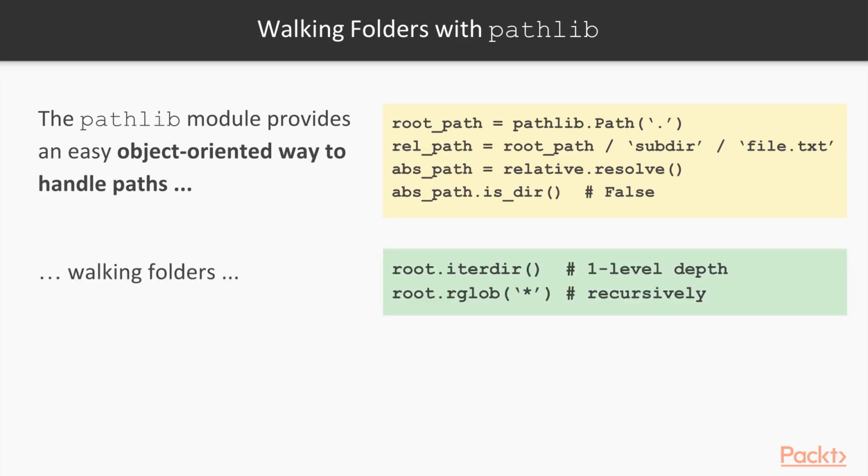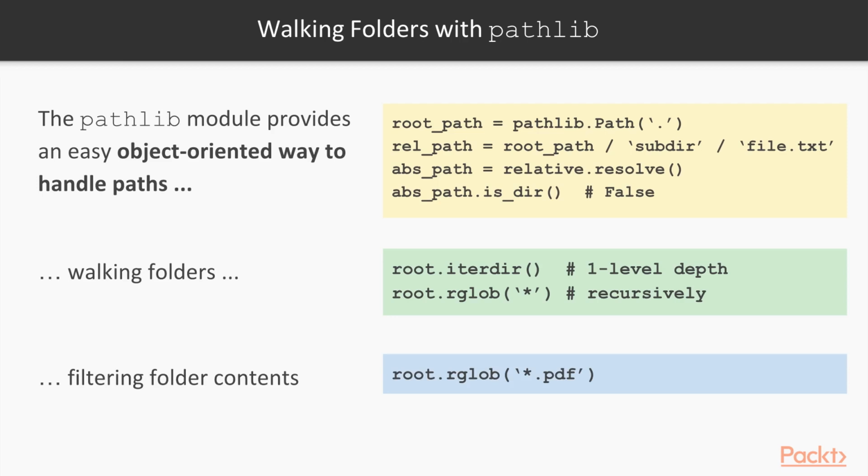What you can do is also walk folders very easily, both staying at one level depth and also getting to the top level of recursiveness using shell globs, which are basically a way of expressing file name patterns that need to be found. Using a star allows you to iterate over the entire folder tree you want to specify to pathlib. Then we can also filter folder contents using the globs. For example, we can list all the PDF files that are contained inside a folder.